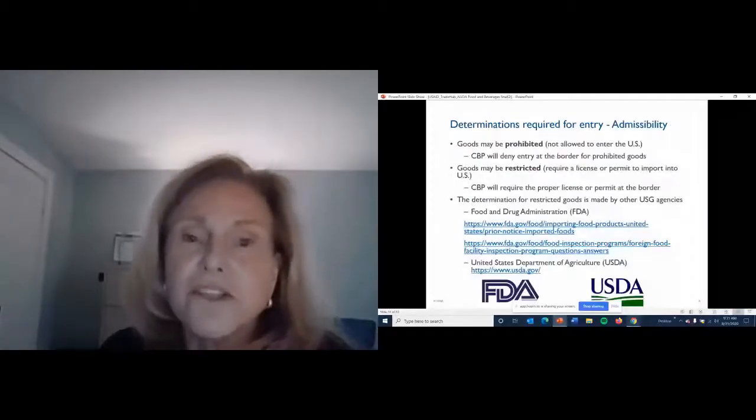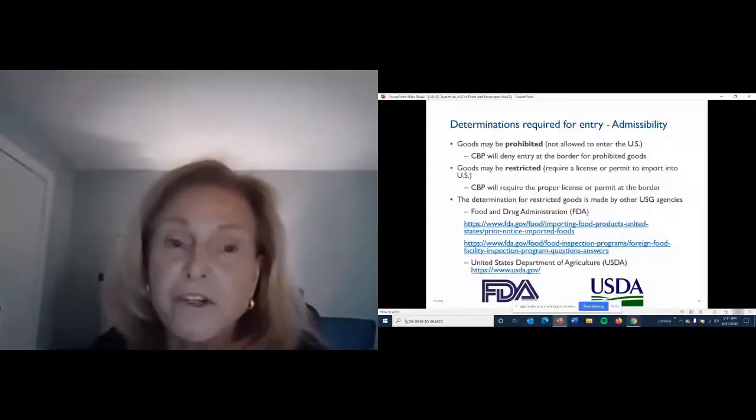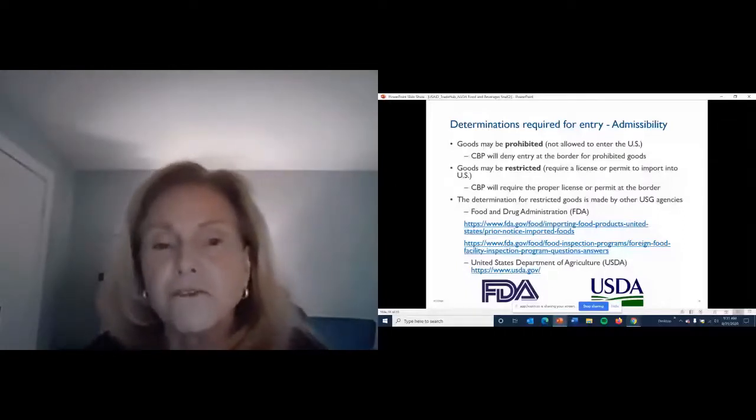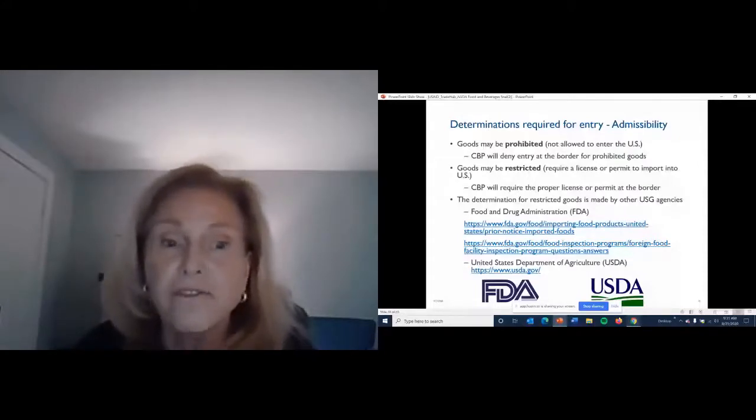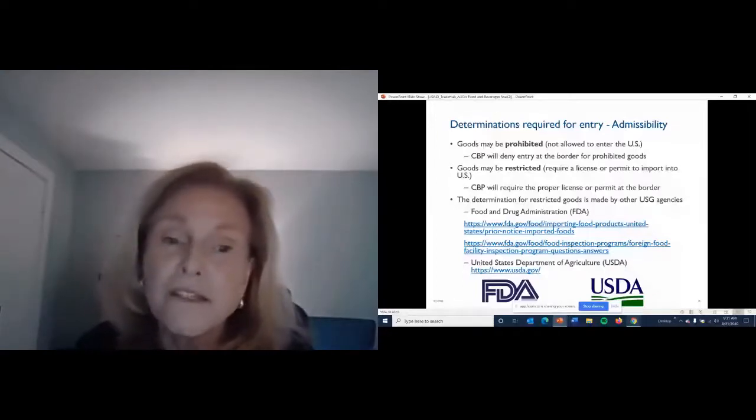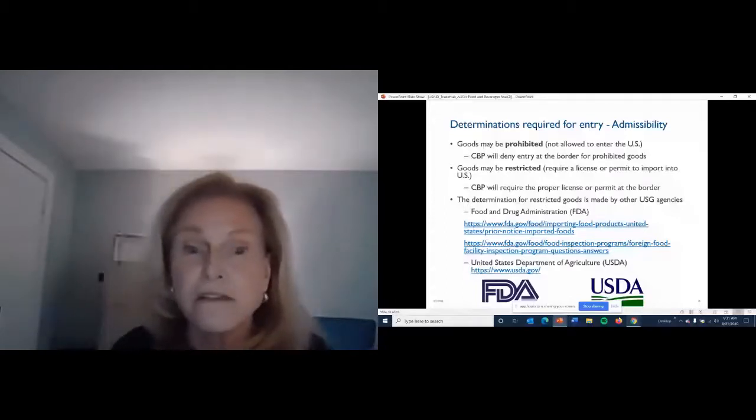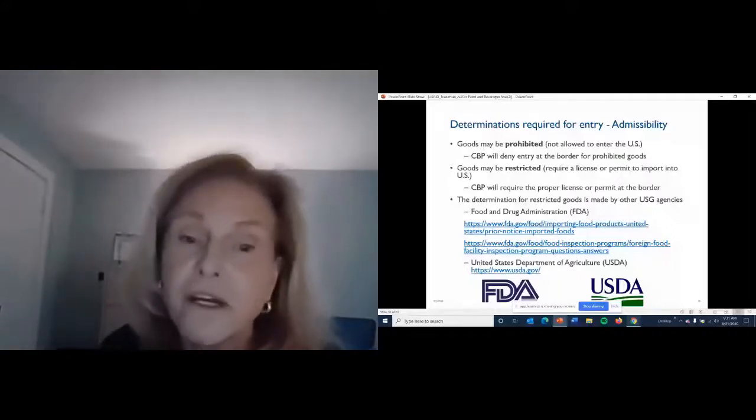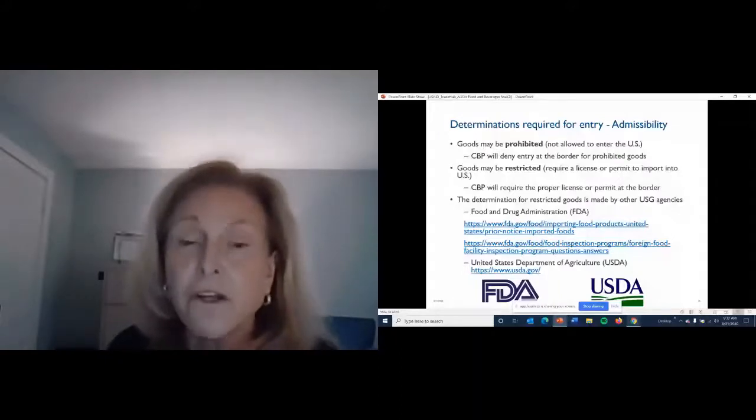The next issue is admissibility. This is especially important for food and beverage products. Some are prohibited entirely, but mostly food and beverage products will be restricted, which means they'll require a license or permit or have to follow certain requirements of the Food and Drug Administration. Customs enforces this at the border. So if you bring in your product and you don't have the proper license or permit, they will not let your goods in. So it's very important to check out these FDA and USDA websites to find out what you need to do.